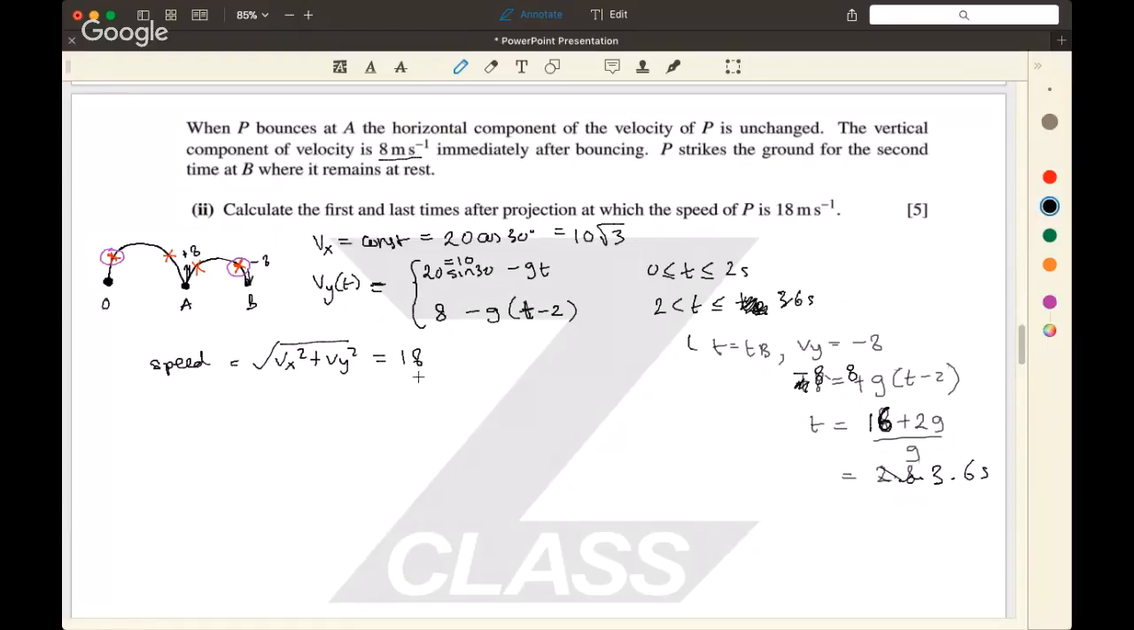Anyway, if Vx is constant and always equal to 10 square root 3, then we can rearrange this and realize that Vy must be equal to plus or minus 2 square root 6 meters per second. We know what Vx is, it's always the same, so requiring this to equal 18 gives us this condition for Vy. So if we plug this in, the very first time it's going to be plus 18, during the first 2 seconds, and Vy is positive, as you see. So we plug in Vy equals plus 2 square root 6 into the first equation, 10 minus gt, and that gives us t equal to 0.51 seconds.